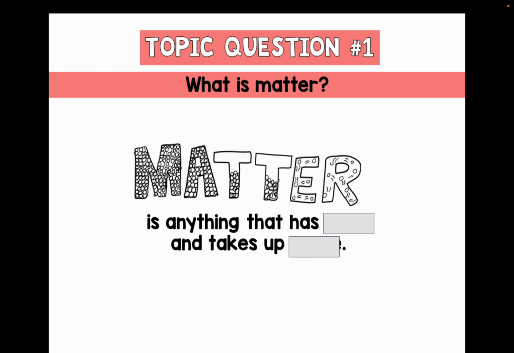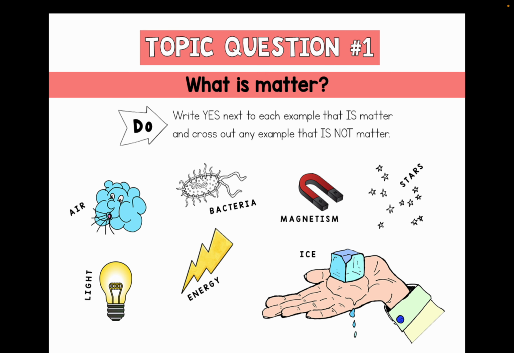Topic question number 1. Let's review and talk about what is matter. Remember, we said matter is anything that has mass and takes up space. Anything that we can measure the mass of and measure the volume of, that is matter.